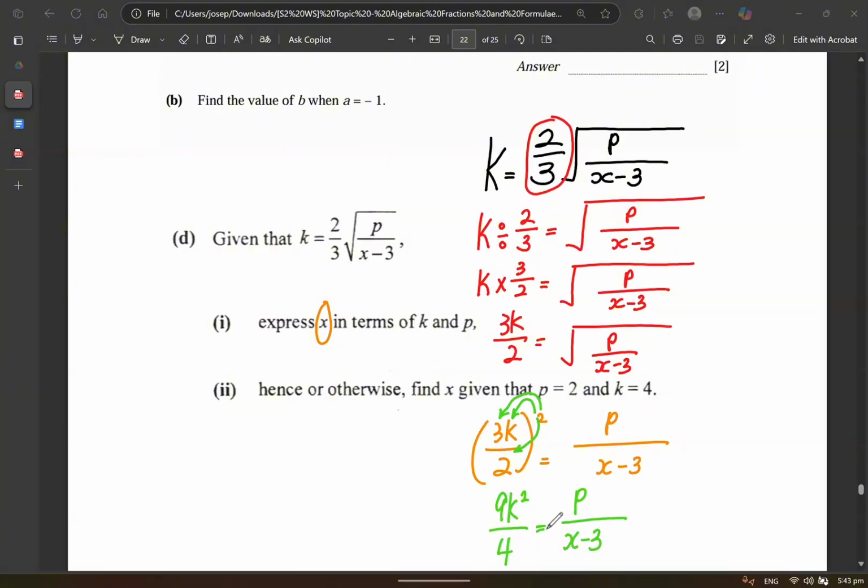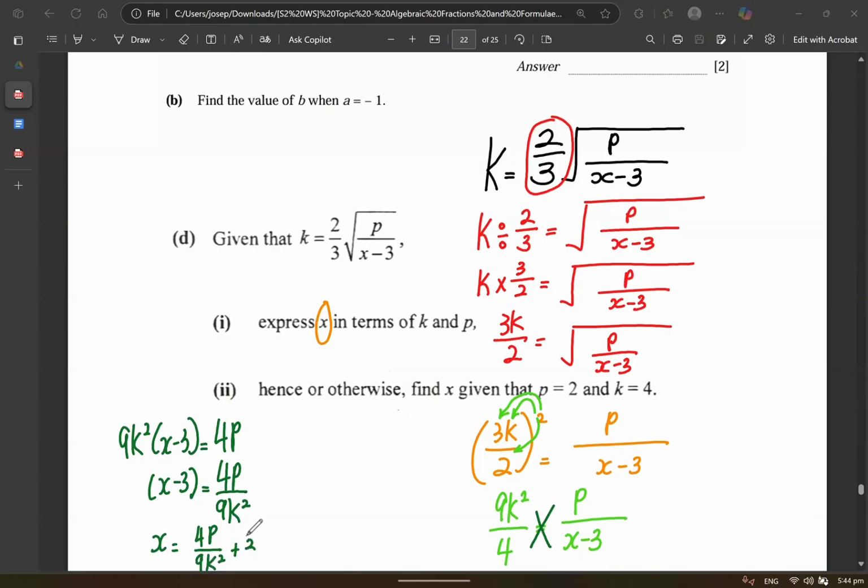Now I can cross multiply if I want to. 9k squared times (x minus 3) equals 4p. So x minus 3 equals 4p over 9k squared. Make sense? So x is equal to 4p over 9k squared plus 3. You can go and further solve it, but never mind, we can leave it as such, and this is your answer for this question.